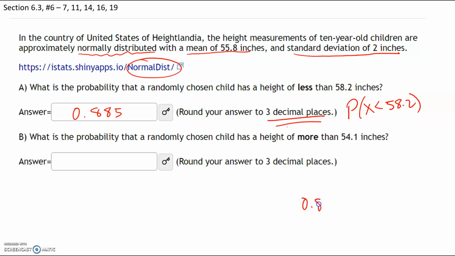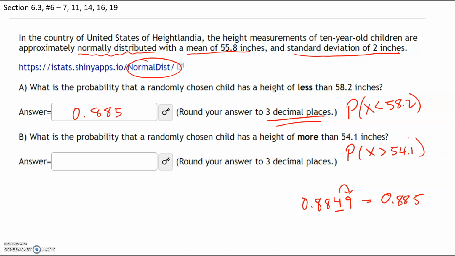Because for 0.8849, the third decimal place is a 4, but the number after that is a 5 or higher, so that means it's going to get rounded up to 0.885. Part B says, what is the probability that a randomly chosen child has a height of more than 54.1 inches? Okay, more than 54.1.